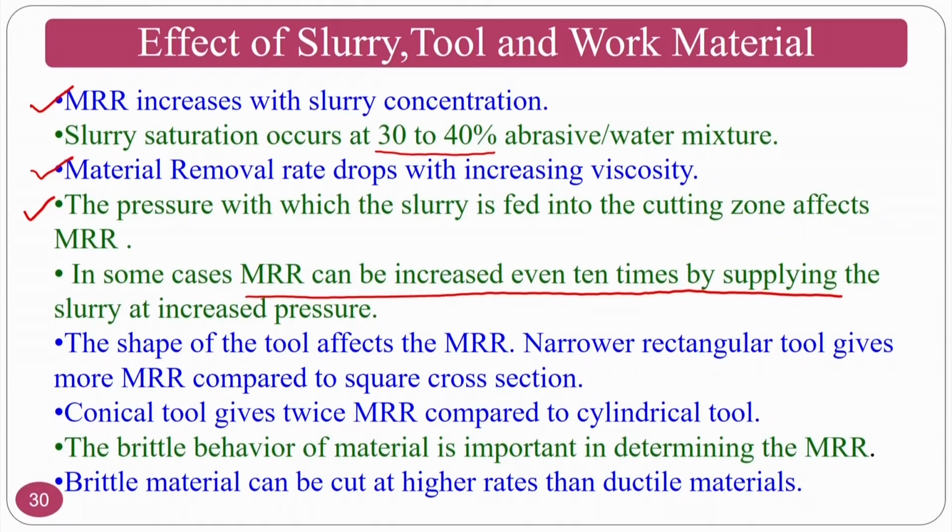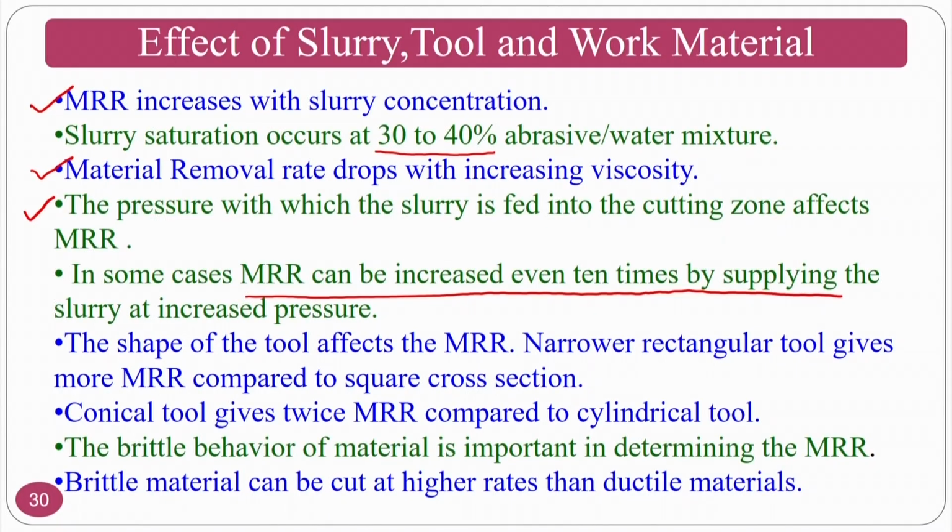The shape of the tool affects the MRR. Normally, a narrower rectangular tool gives more MRR compared to a square tool of the same cross section. A conical tool gives twice the MRR compared to a cylindrical tool, and the brittle behavior of the material is important in determining the MRR. That means if the material is brittle, then the material removal will be in terms of fragments. If the material is ductile, what will happen? Its yield strength and other things will play a major role. Brittle material can be cut at higher rates than ductile material, because brittle fracture will take place and the fragments can sail along with the carrier fluid out from the machining region.